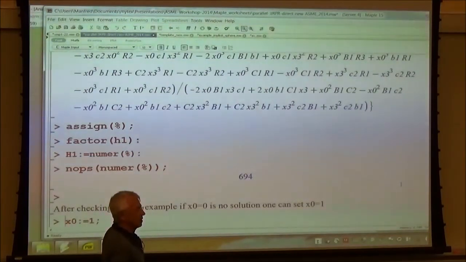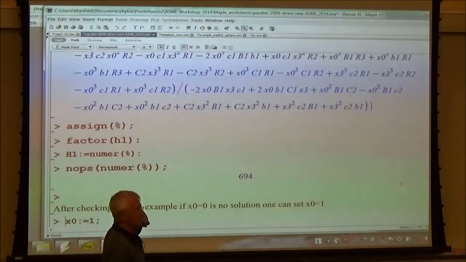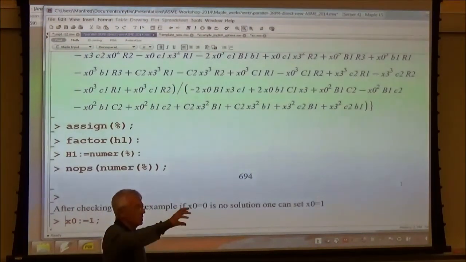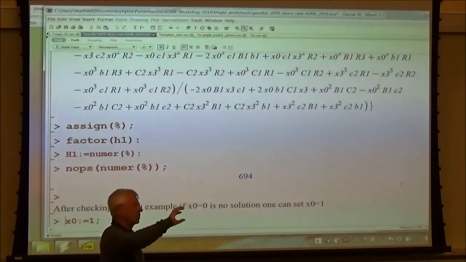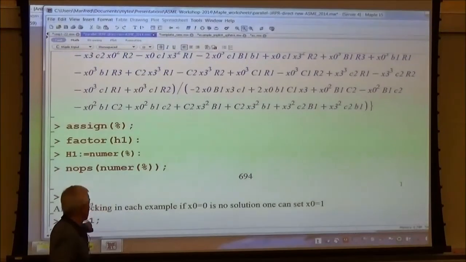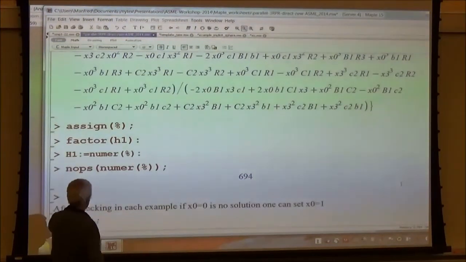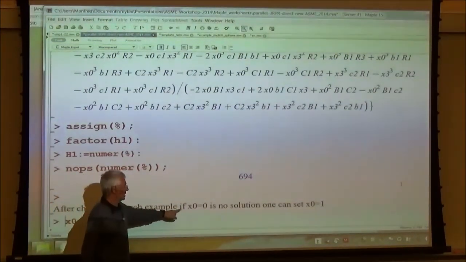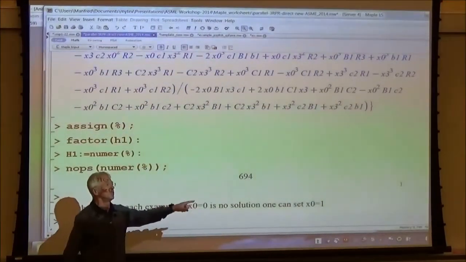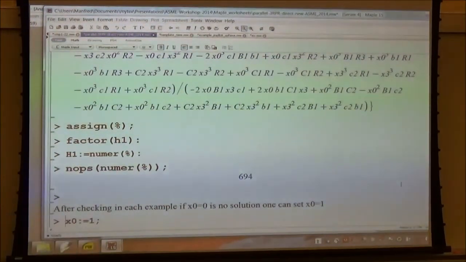What are you throwing out kinematically? x0 equals 0 means that the moving platform is upside down by 180 degrees. If this is a solution, then this substitution is not allowed. So after checking in each example that x0 equals 0 is no solution, we can do this. And I did that here.